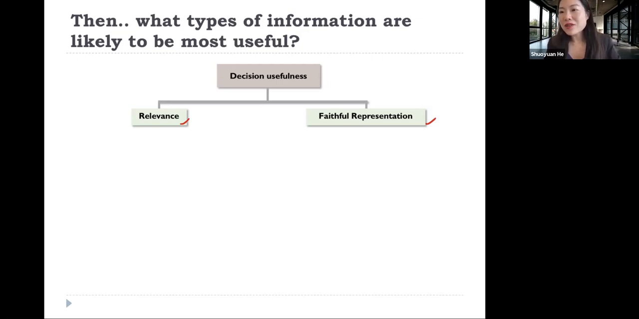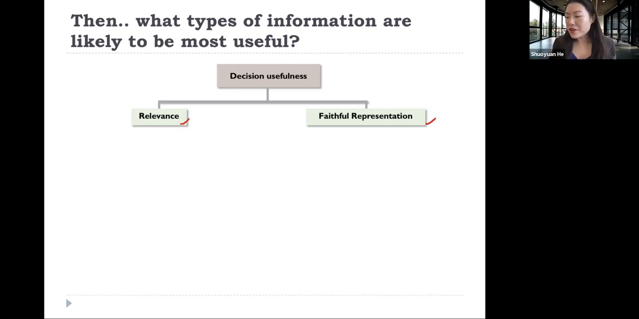Then, with the same example, suppose I ask you, what did you eat for breakfast this morning? And you answer me, oh, I ate a hamburger this morning, but in fact, you didn't eat a hamburger, you ate, for example, an omelet this morning. Is it useful information for me? It is not. Why? Because it's not true. So that can even be misleading for me. So in order for a piece of information to be useful, it needs to be both relevant and faithfully representative.